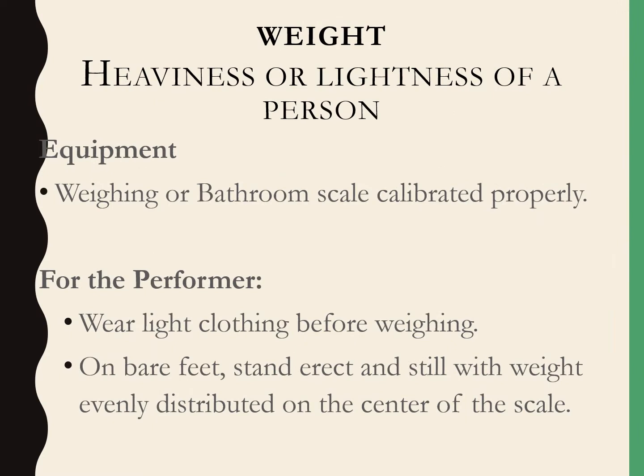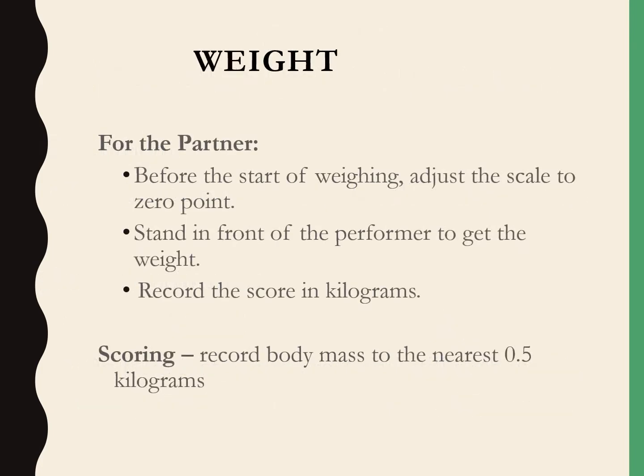So when getting the weight of our students, we have to use the weighing or bathroom scale, calibrated properly. And then for the performer, you have to wear light clothing before weighing. On bare feet, stand erect and still with weight evenly distributed on the center of the scale. Then for the partner, before start of weighing, adjust the scale to 0 point. Then stand in front of the performer to get the weight. Record the score in kilograms.